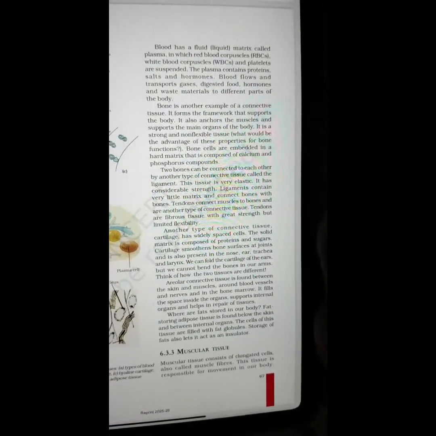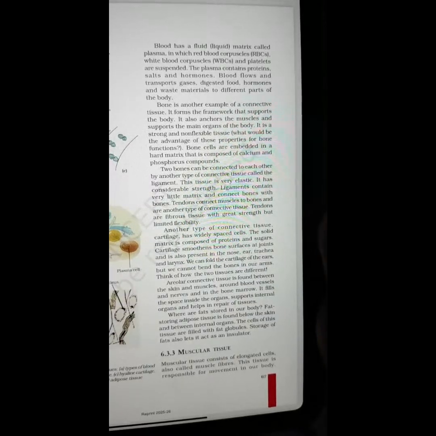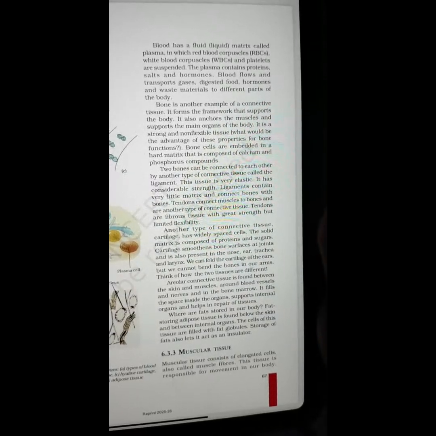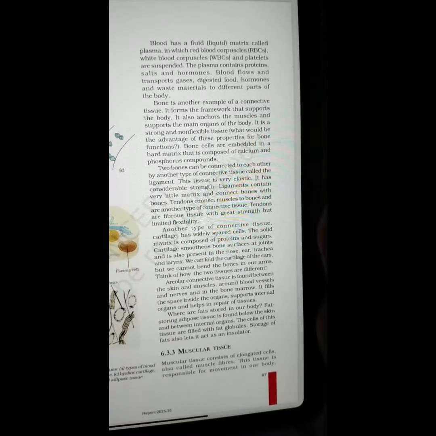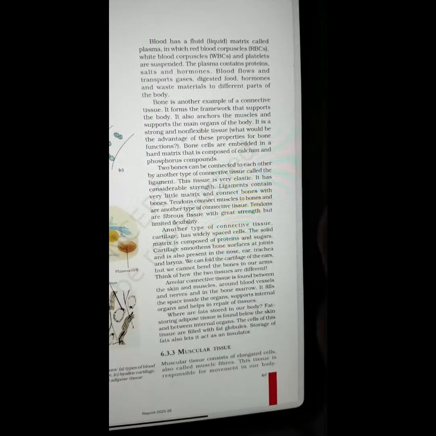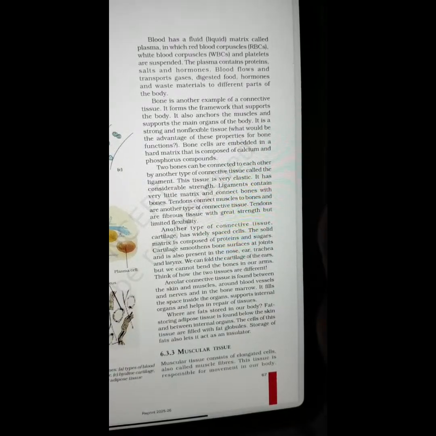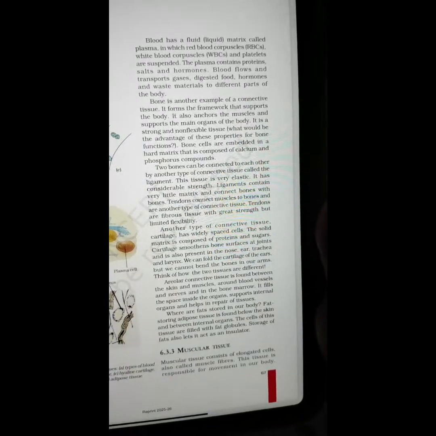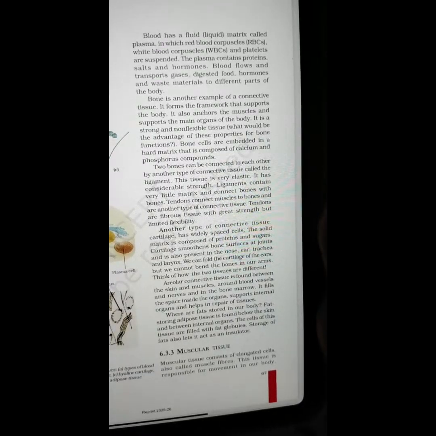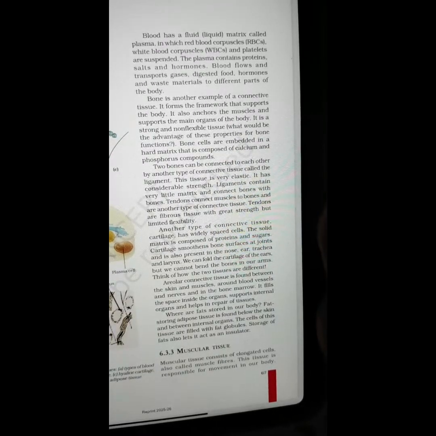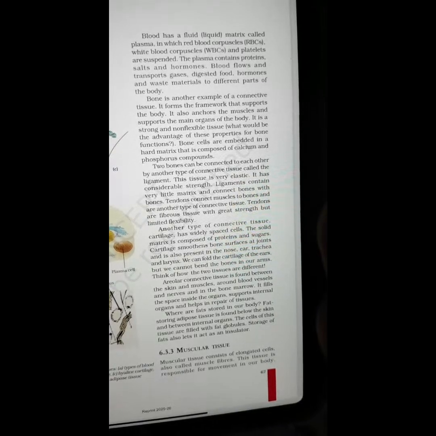Another type of connective tissue, cartilage, has widely spaced cells. The solid matrix is composed of proteins and sugars. Cartilage smoothens bone surfaces at joints, and it is also present in the nose, ear, trachea, and larynx. We can fold the cartilage of the ears, but we cannot bend the bones in our arms. Think of how the two tissues are different.